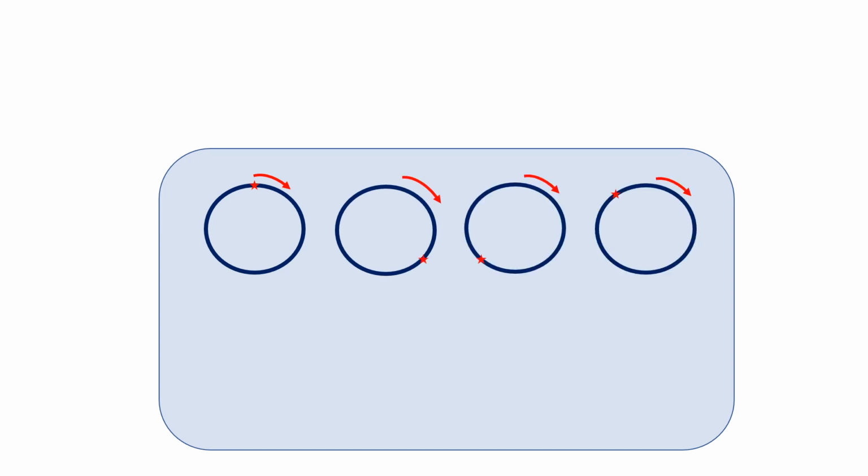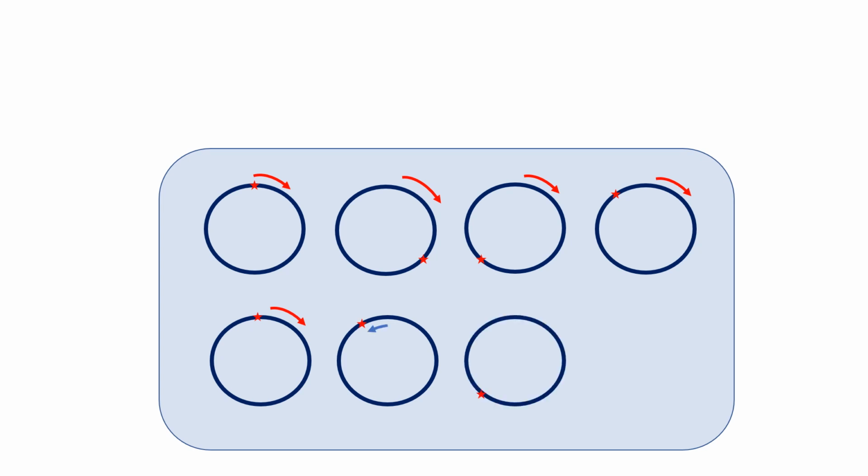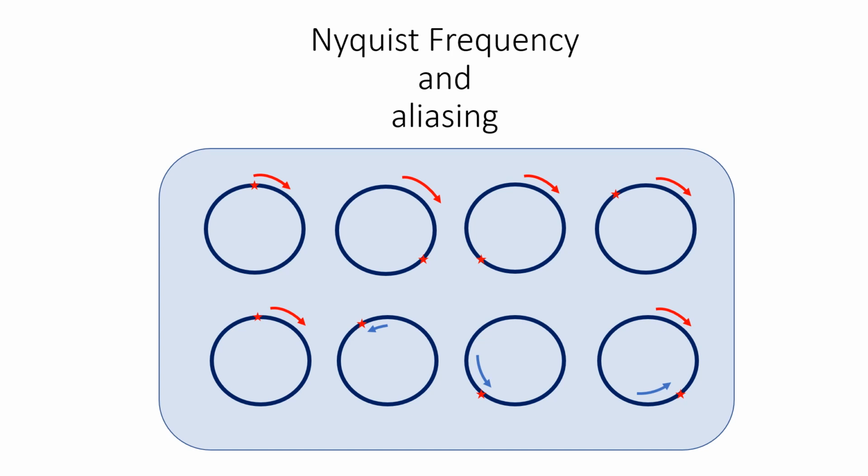Another demonstration of aliasing is when you follow a point marked here by a star on a clockwise spinning wheel at certain time intervals. If the sampling frequency is sufficiently high, you can see that the wheel is turning in the right direction. However, if your sampling frequency is low, you get the impression that the wheel is spinning in the opposite direction.